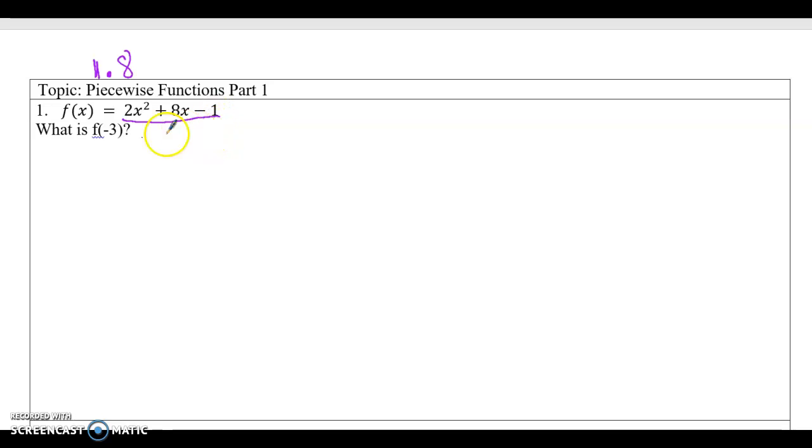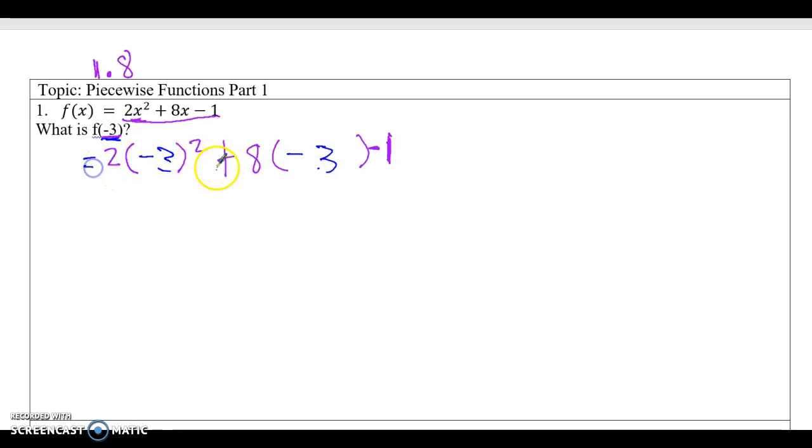Okay, so we're looking for f of negative 3. So we're evaluating this function at negative 3. So what does that mean? You're going to plug negative 3 in for x. So wherever I see an x, I'm going to leave some space. Okay, and what number am I plugging in for x? Well, this number right here, which is negative 3. Negative 3.